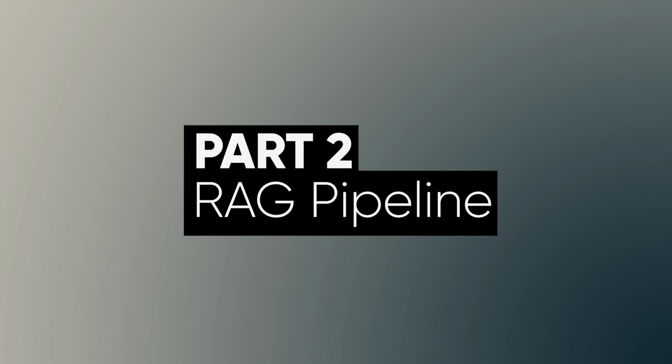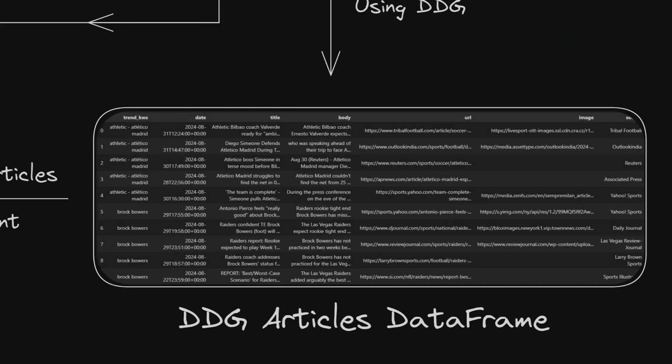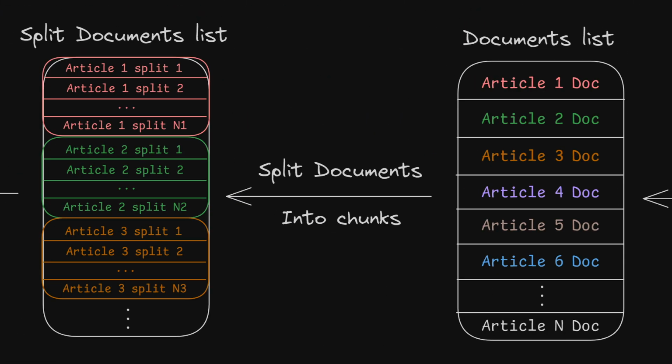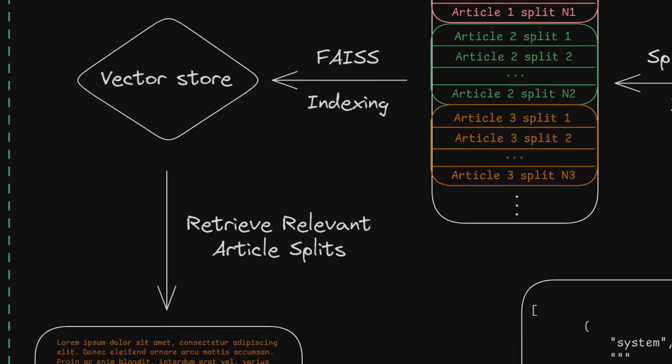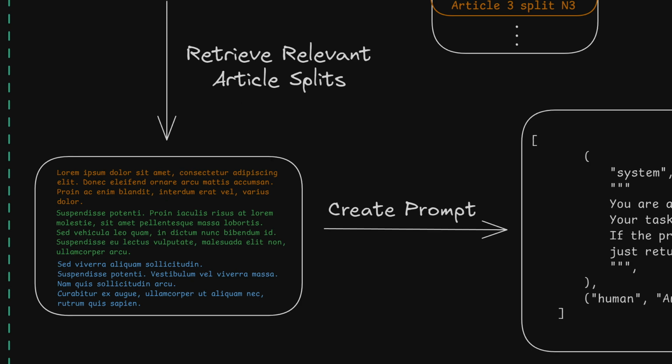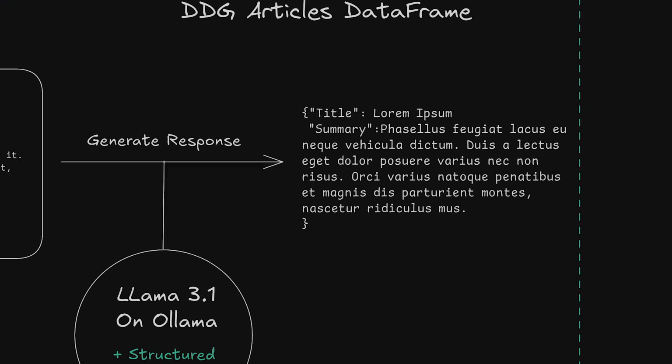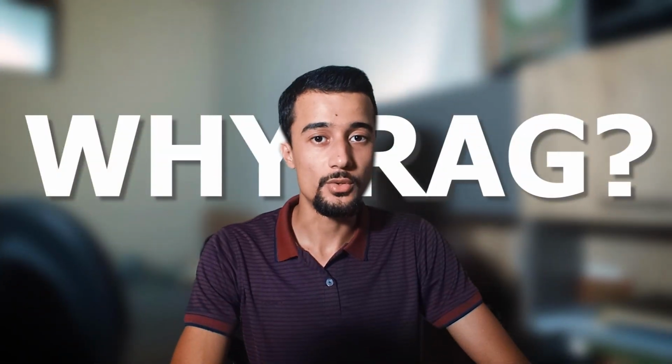We are going now to create a RAG pipeline that for each trend scrapes the news articles, splits their content and creates an indexed vector store to retrieve the most relevant parts and use these chunks to generate a title and a summary for the trend. Now why did I choose to use a RAG pipeline? To achieve the goal of generating a summary for each trending topic. Shouldn't we be able to achieve that by feeding the whole content of each news article to the large language model and generate a summary?